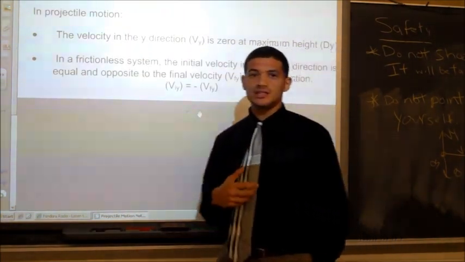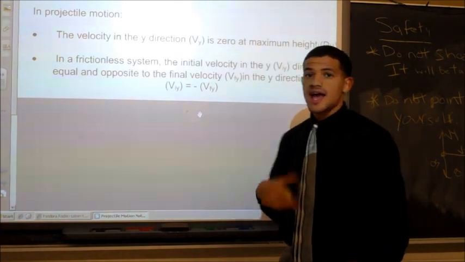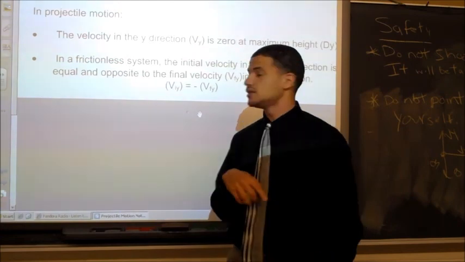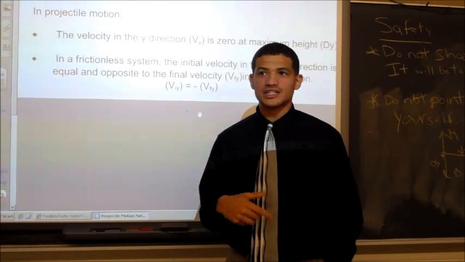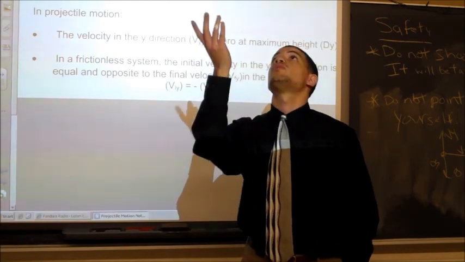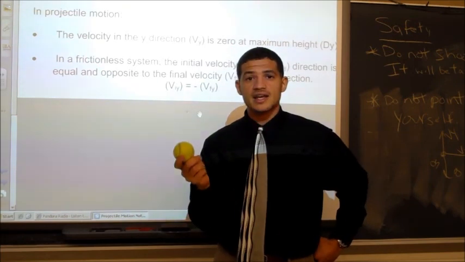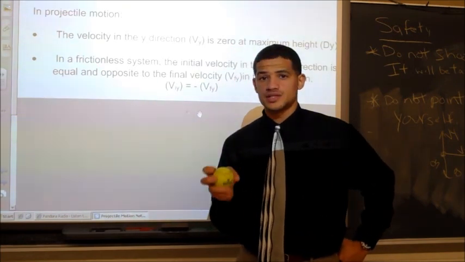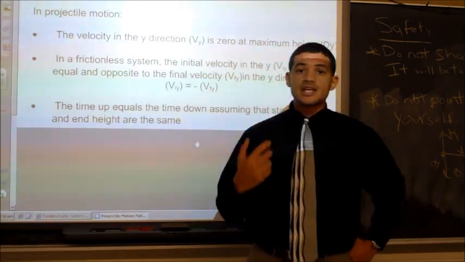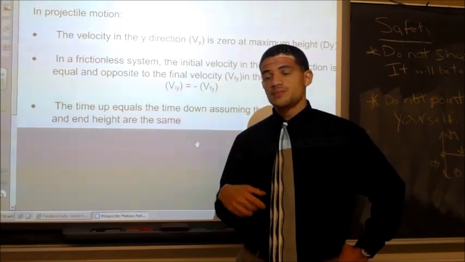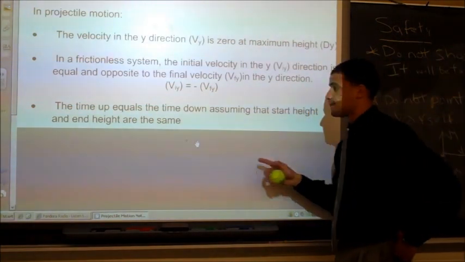In a frictionless system, the initial velocity in the y direction is actually equal to the final velocity in the y direction, but in the opposite direction. So for example, with that ball that's being thrown up at 40 meters per second, when it gets back to the same point, which is my hand, it is going at a negative 40 meters per second. The time up equals the time down, assuming that start height and end height are the same.